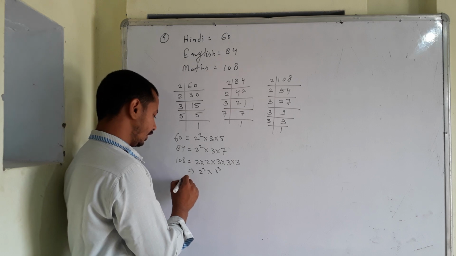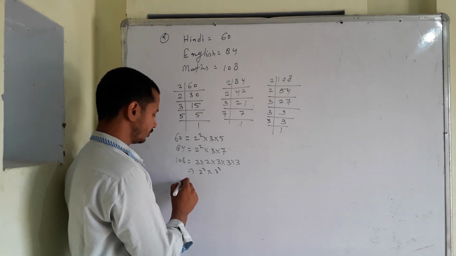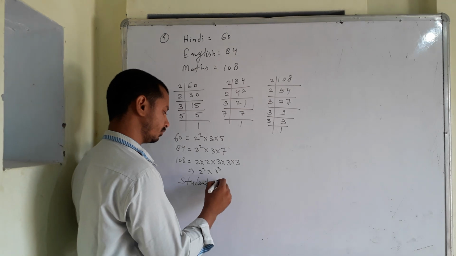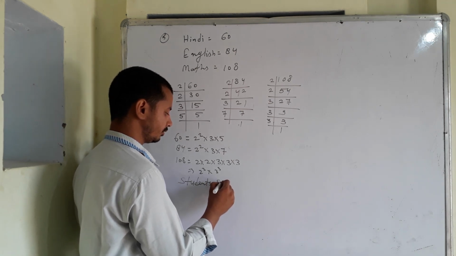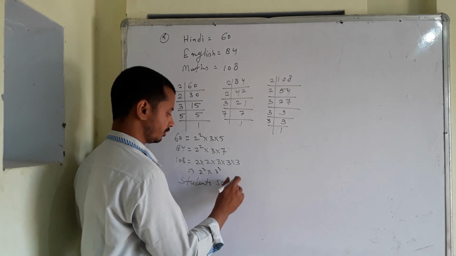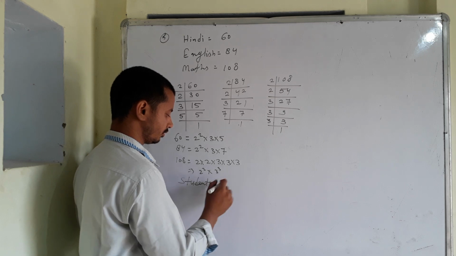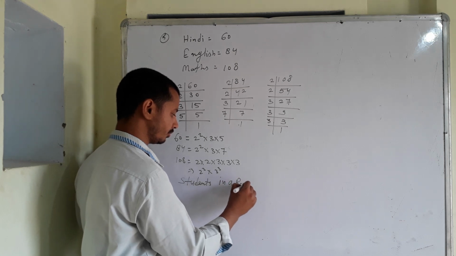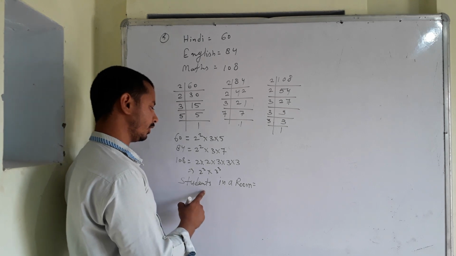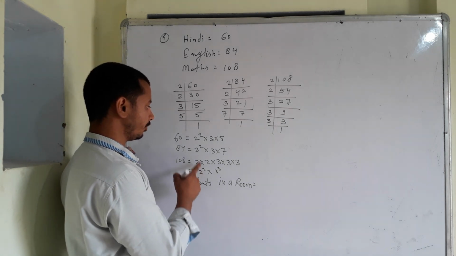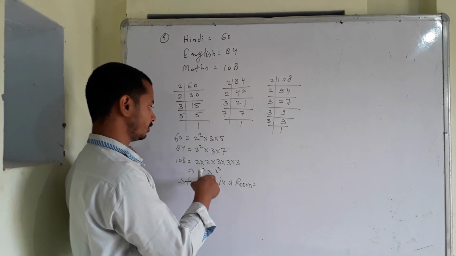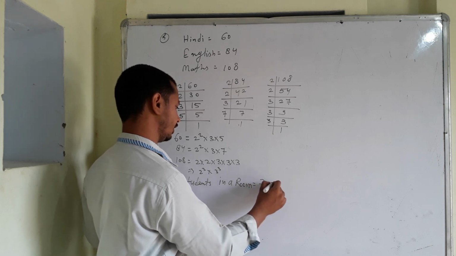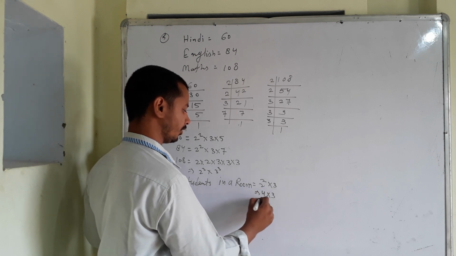So the value of students seated in a room, maximum number of students, so we find the value of HCF, and the common multiple is 4 and 3. 2 square multiply 3, so we find 4 multiply 3 equals 12.